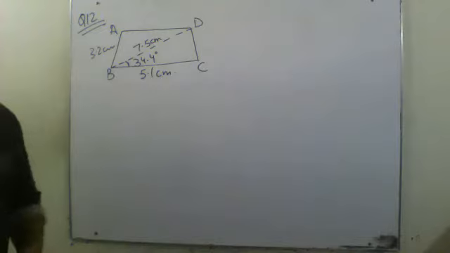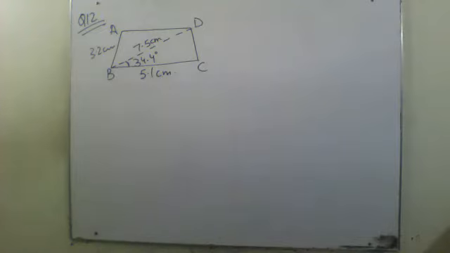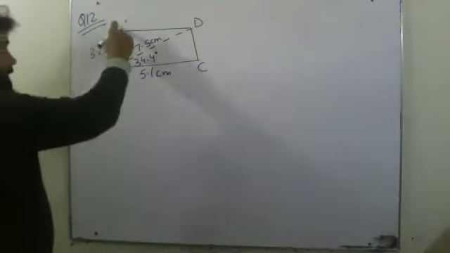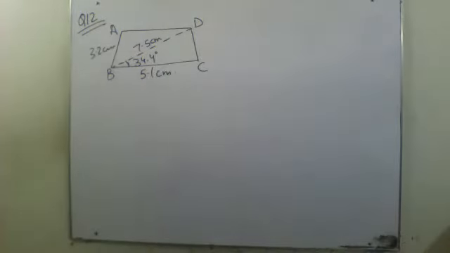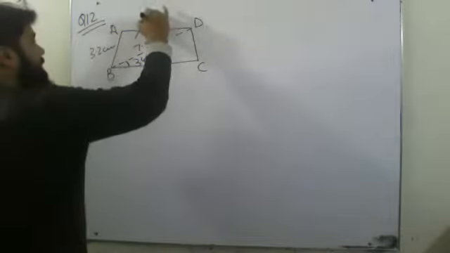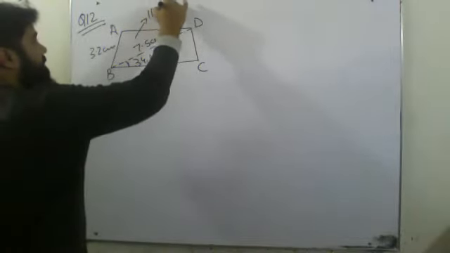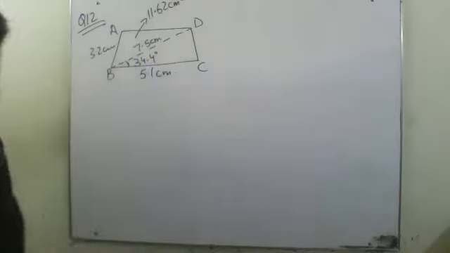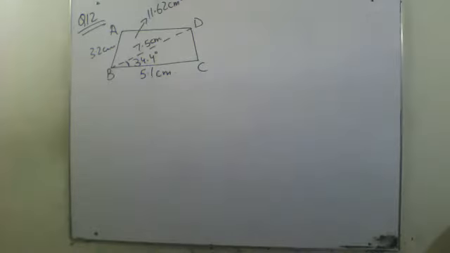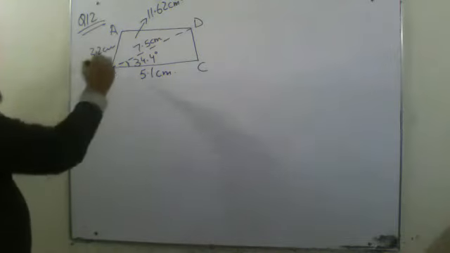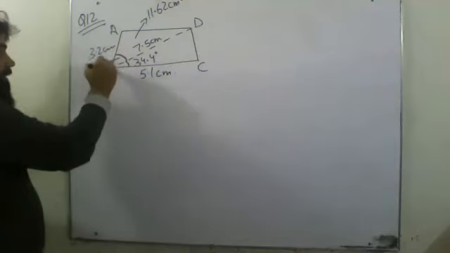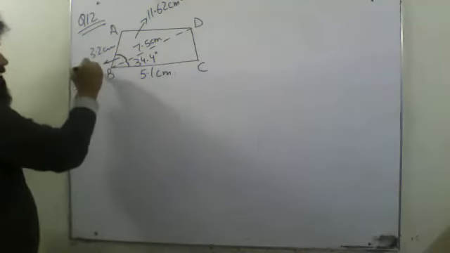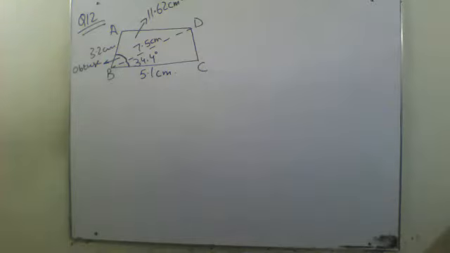After that, what's the further thing given to us? They are giving us ABD. The area of ABD is given to us as 11.62 centimeter square. And they are saying that ABD is obtuse. The value is not given, but they are saying that this angle is obtuse.